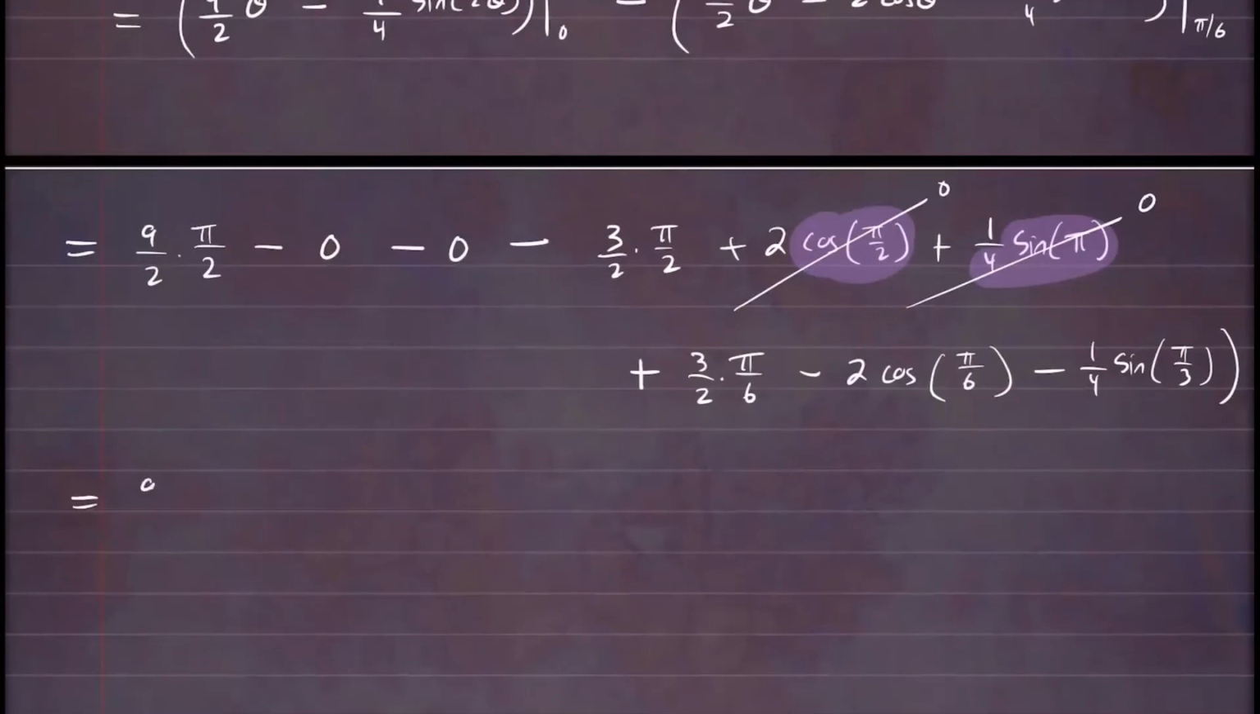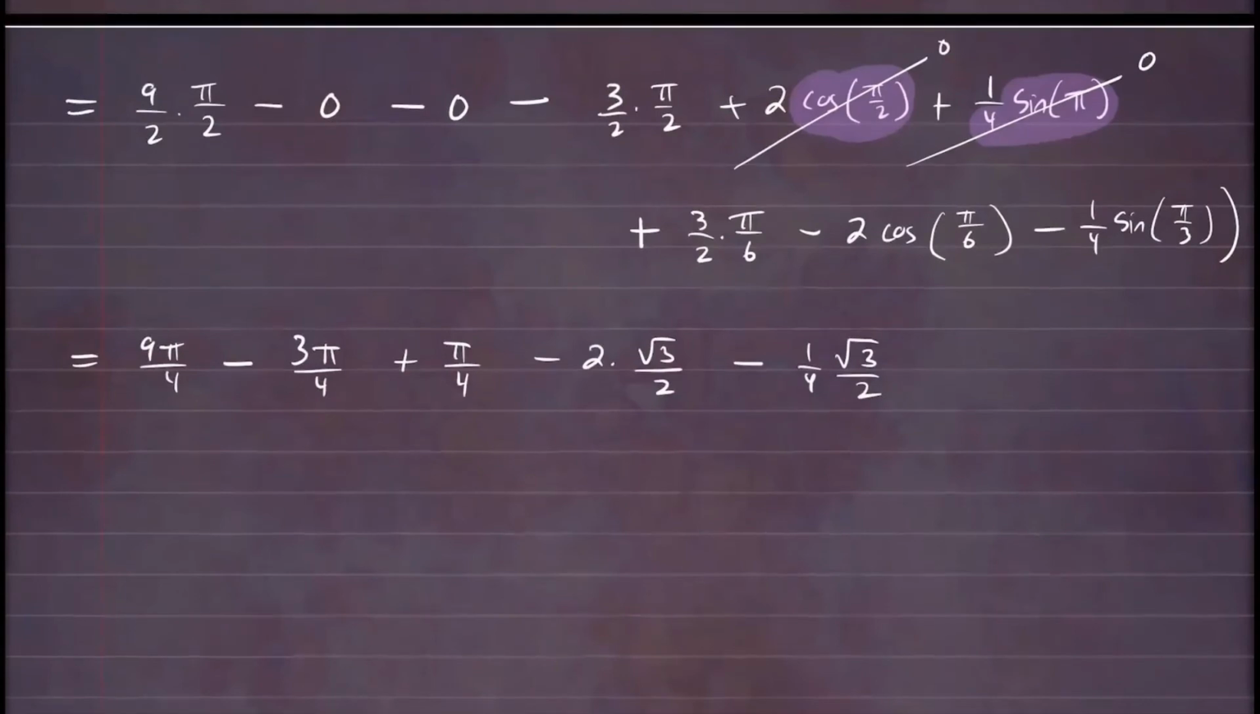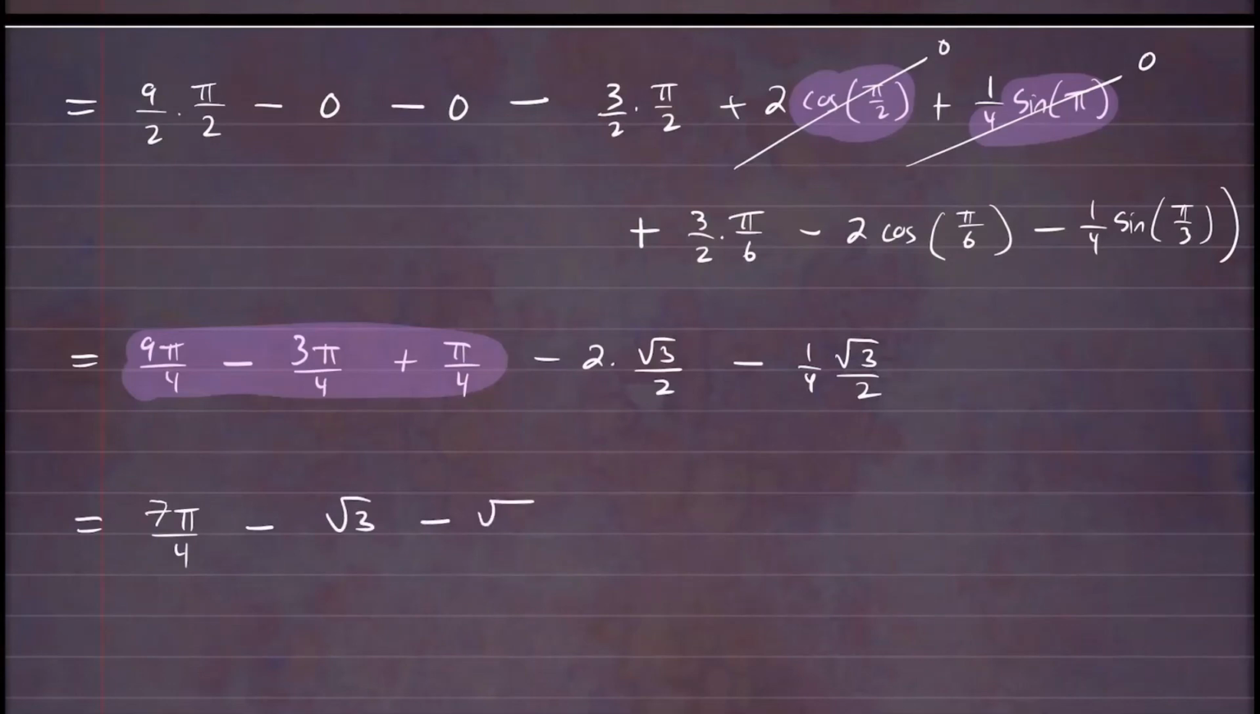Let's see what survives. So we have 9 pi over 4. And then we have minus 3 pi over 4. And then we have plus 3 pi over 6 times, so that's 12. So I can say this is just pi over 4. And then minus 2 times cosine of pi over 3, that's going to be a square root of 3 over 2. And then minus 1/4 sine of pi over 3, that's also square root of 3 over 2. So if you combine all of these, these are like terms. So that's negative 3 pi and 1 pi, that's negative 2 pi, that's 7 pi over 4 minus, now here I'm going to get negative 2 radical 3 over 2, and so I can simplify these a little bit. So you have square root of 3 minus a square root of 3 over 8, which is really just 9 square root of 3 over 8.